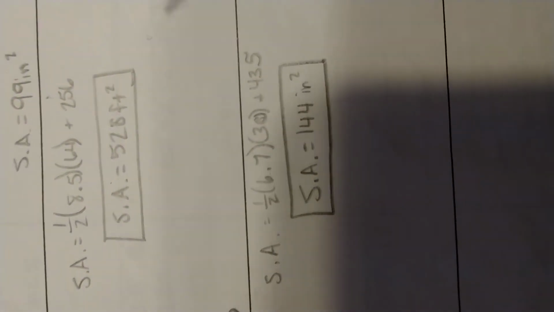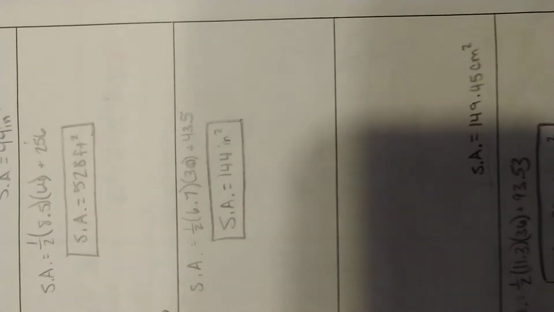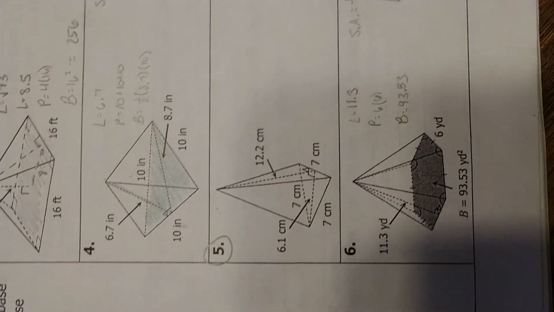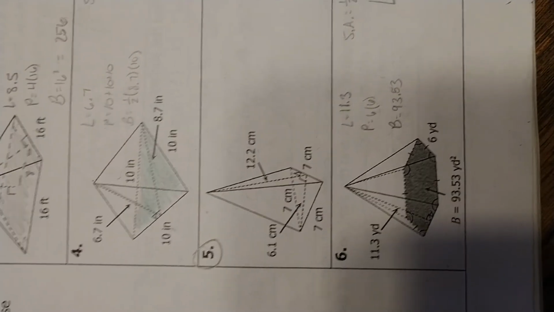There's your formula. Plug it in, and you plug that 43.5 in. You could take this formula right here and plug it in instead of doing that 43.5 if you wanted, but you end up getting 144 inches squared. All right, number 5, we're gonna skip because it is identical to number 4.